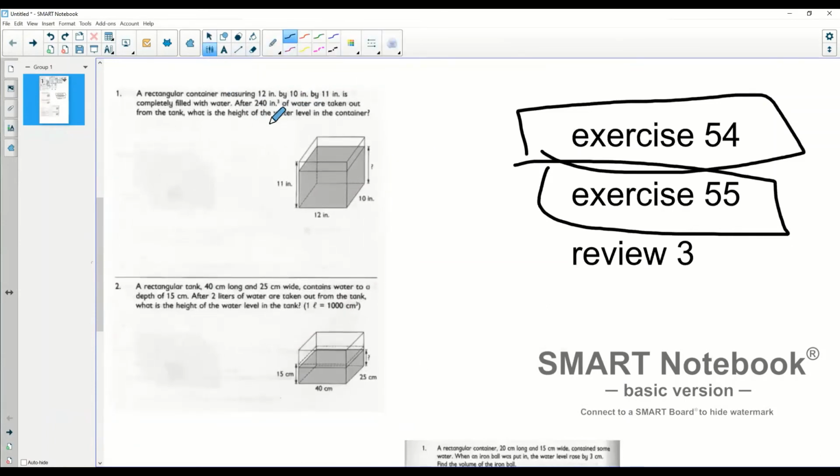Rectangular, let's see. 12 by 11 by 10, what is the height? Okay, so after 240 inches of water are taken out, well, water always remains level, right? So we find the base is 120. And so that means if we're taking out 240, that's 2 times 120, 2 is the height. So we'd be removing 2. That means we are left with 9, because 9 plus 2 is 11, and we're removing 2 inches from height, because 2 times 12 times 10 is 240. So the answer is 9 for question 1 in exercise 54.